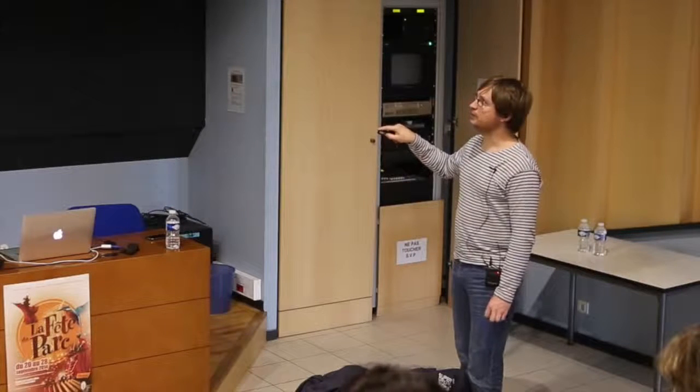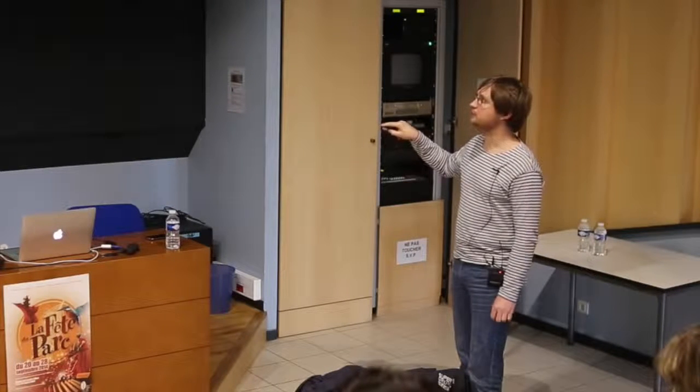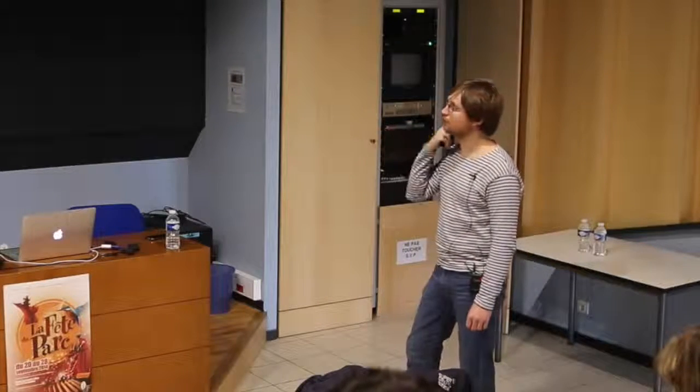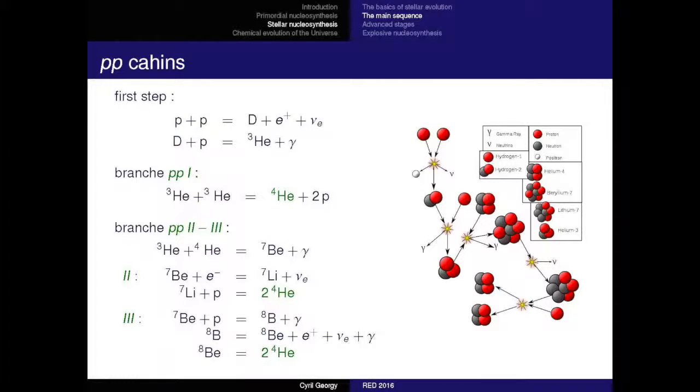With this deuterium, you again aggregate a proton to make helium-3 plus a photon that brings the energy to the star. And then you have different branchings of the pp chain. So you have the pp1 cycle, which is basically taking 2 of these helium-3 together, making a nucleus of helium-4, and releasing 2 protons.